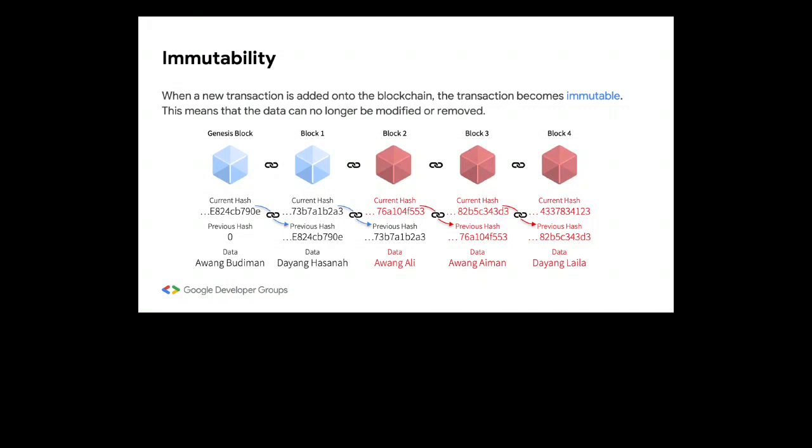We know the compromise was done at block 2, so block 3's current hash also changes. Block 4 also changes, because even if the data remains the same, Awang Aiman and Dayang Laila as before, the previous hash has changed. This is how we're able to identify at which part of the blockchain the data was compromised. We know Awang Aiman was modified. You understand that? Okay, good. You guys can become blockchain experts by the end of the day.